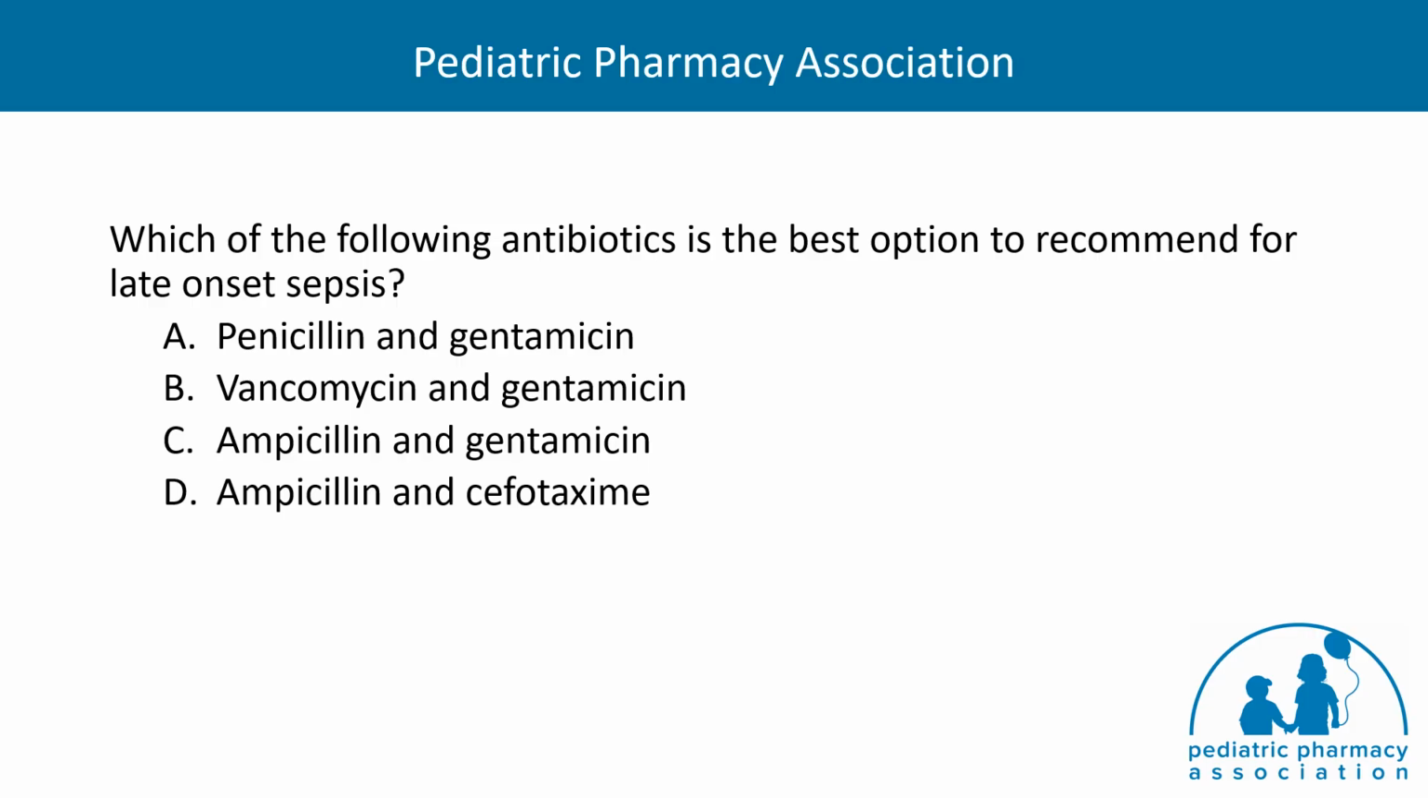Next question asks, which of the following antibiotics is the best option to recommend for late onset sepsis? Option A is penicillin and gentamicin. Option B, vancomycin and gentamicin. Option C, ampicillin and gentamicin. Or option D, ampicillin and cefotaxime. And if you guessed B, vancomycin and gentamicin, you'd be correct.